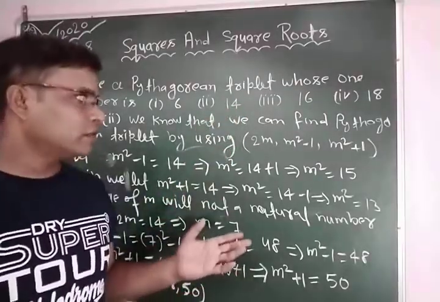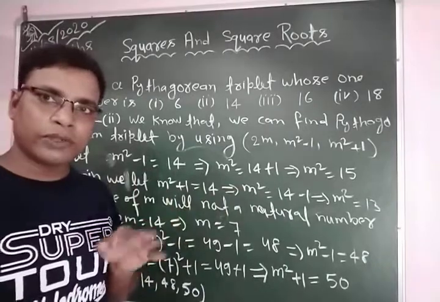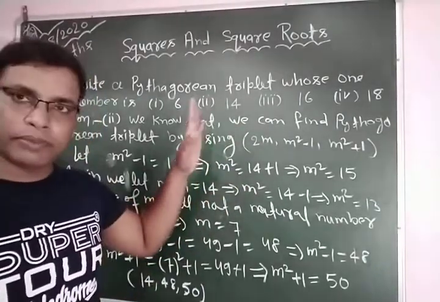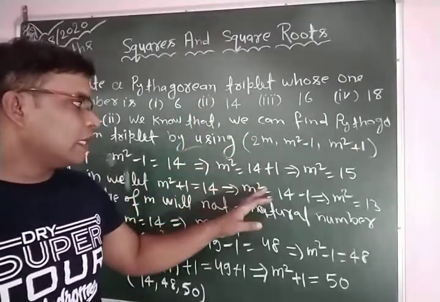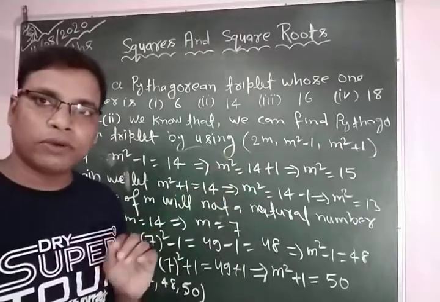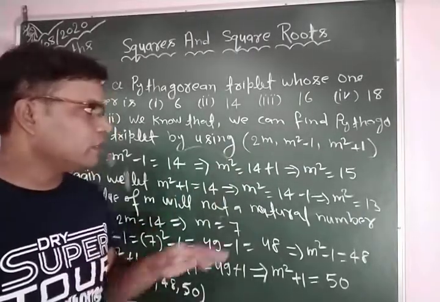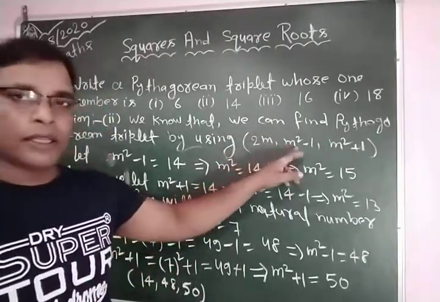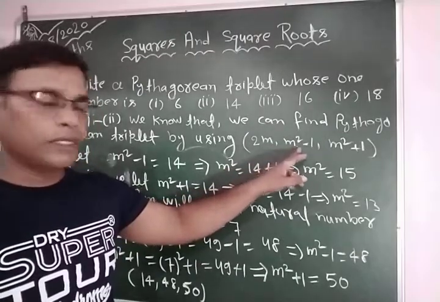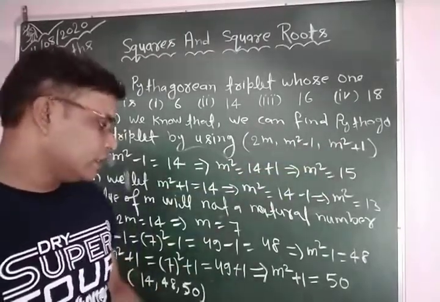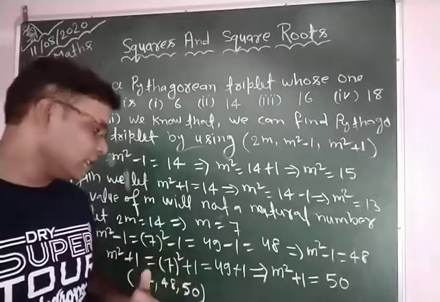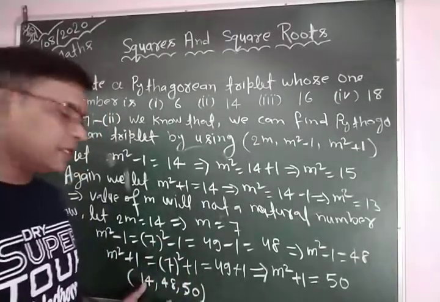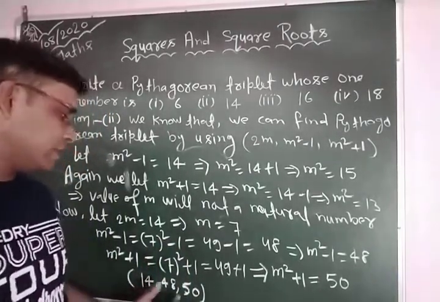Okay, so generally you can take 2m is equal to the given member. After that you can solve. If the value of m is a whole number or a natural number, then you can put it here and find m square minus 1 and also find m square plus 1. Then you can easily find the Pythagorean triplet. Okay, 14, 48 and 50.